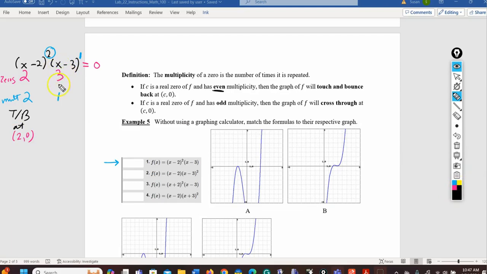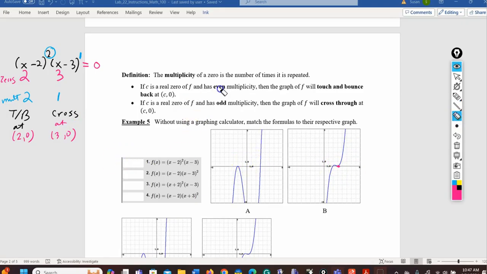Now, 3 is a 0 of multiplicity 1. It has odd multiplicity, so it will cross through at 3, 0. So I want to find a graph, first of all, that has x-intercepts at 2 and 3. This one does not. That has an x-intercept at 2 and an x-intercept at 3. Kind of hard to see. But it crosses through at 2 and it touches and bounces back at 3. And that's not what we want.